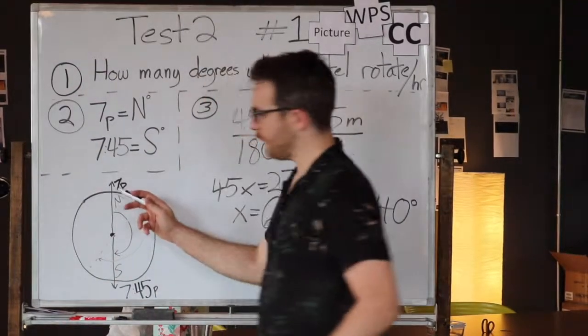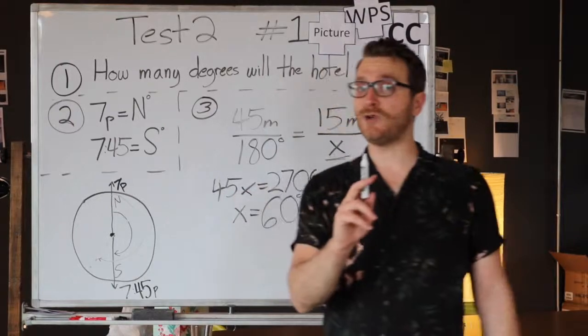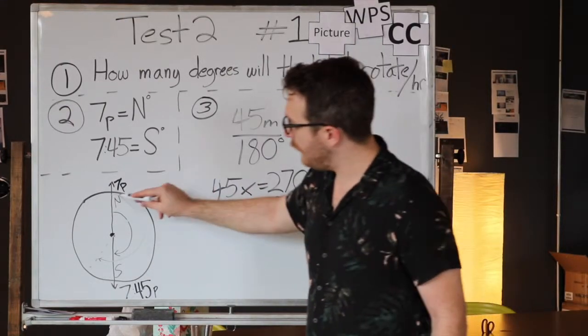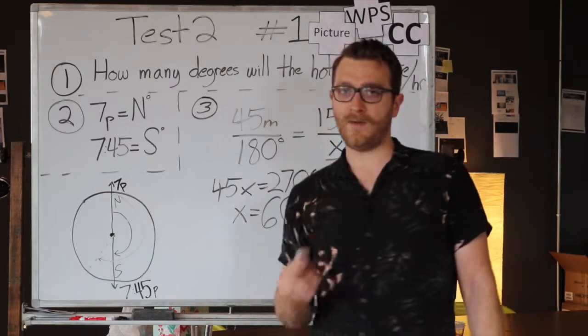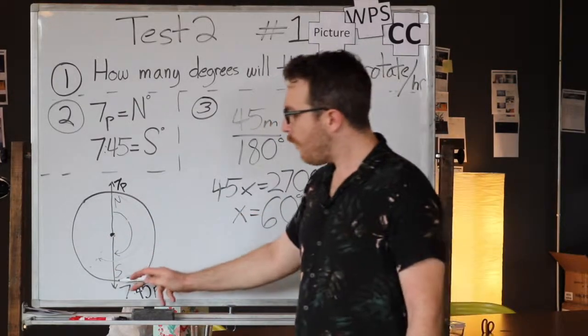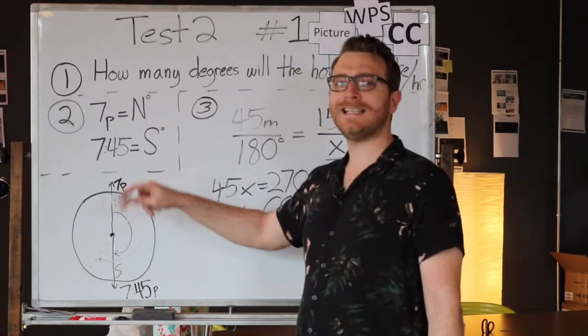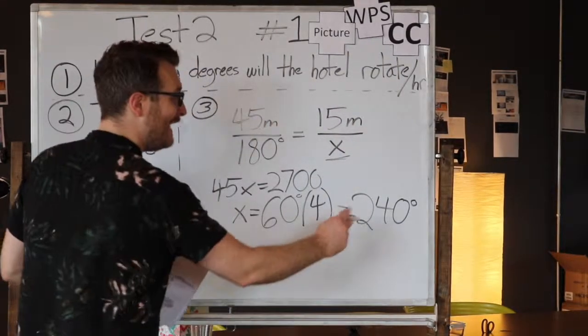How many degrees around is the entire circle? 360. So obviously, we know 45 only got us here. It would take us an hour and a half to get all the way around at 360. So we know it's going to be more than 180, but less than 360. Does that check out with our answer? Yes, it does.